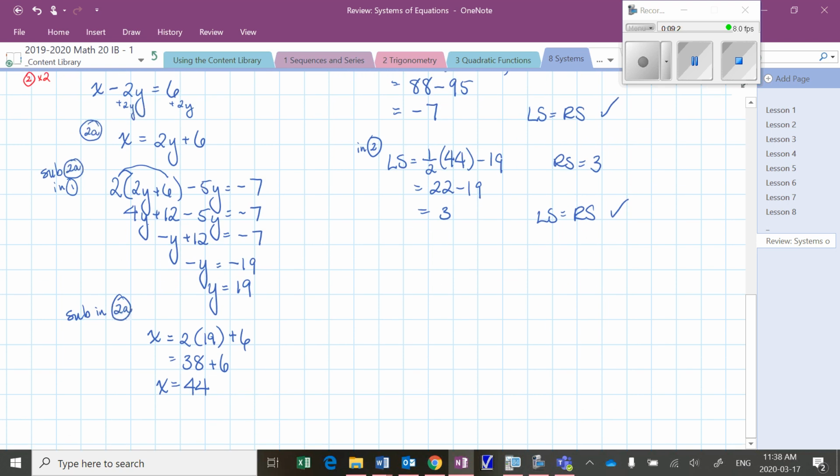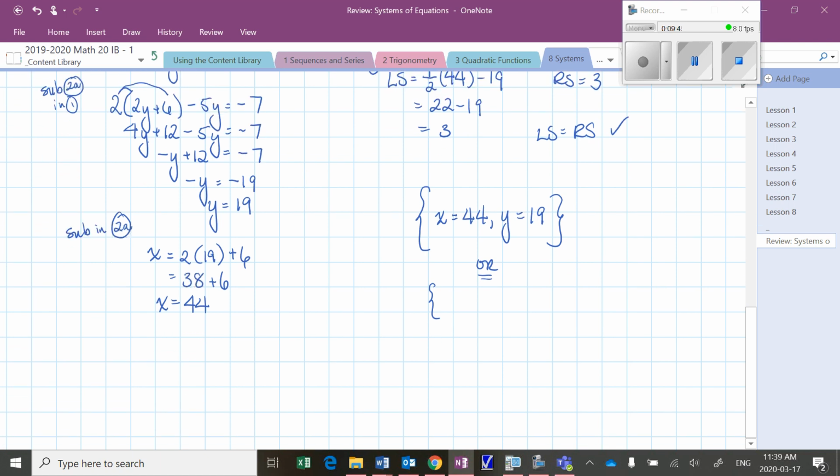So then our solution, and we can write it in a couple of ways if you recall. We can use our set brackets, and we can just simply list it and say x equals 44 and y is equal to 19, so that will totally work. Another option is, because we've got x and y, then that is also likely going to be a point or an ordered pair on our graph, so then we can show that we have an ordered pair, 44 and 19. And that is our solution set then.